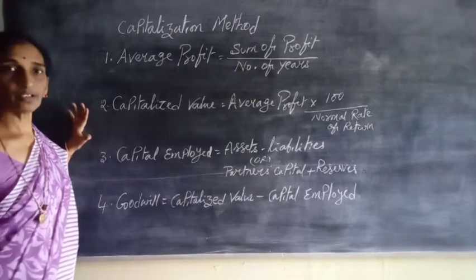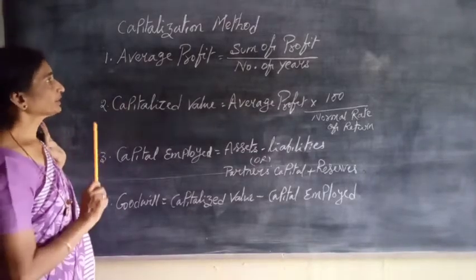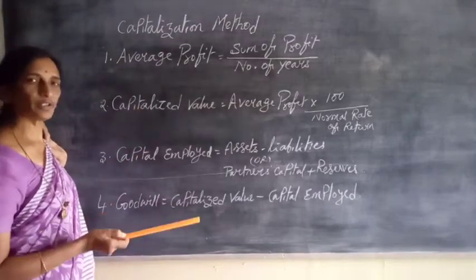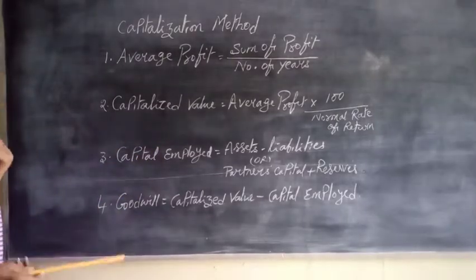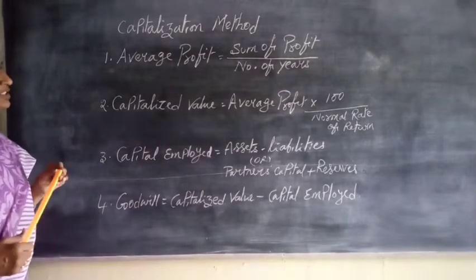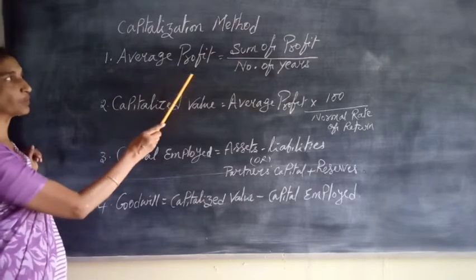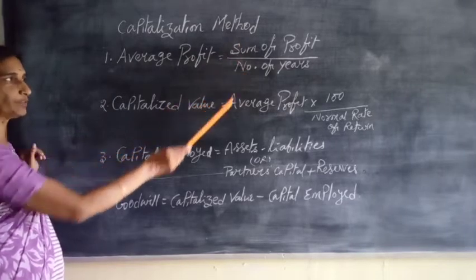Children, the next method of valuation of goodwill is the capitalization method. Under this method again there are two methods: one is capitalization of average profits and another is capitalization of super profits. Now let us see the capitalization of average profits. Under this method, first of all, average profit is calculated. Formula is sum of profit upon number of years.